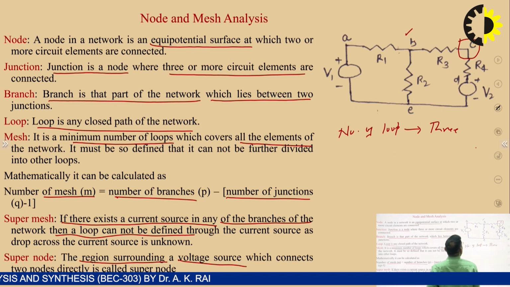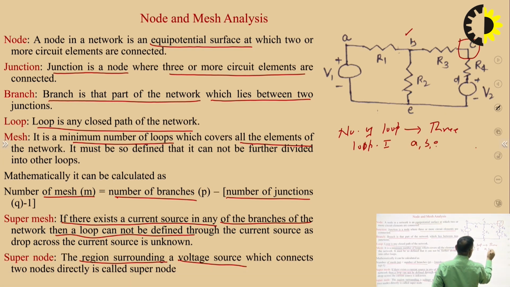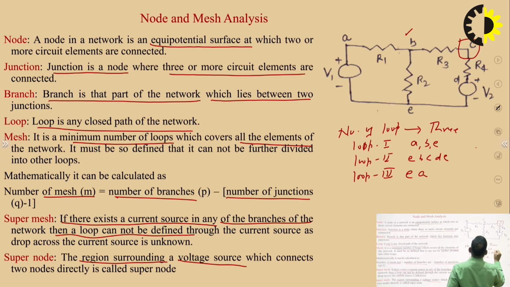What are they? Loop 1 is A, B, E. Loop second is E, B, C, D, E, and loop third is A, B, C, D, E, A, a closed path. So E, A, B, E; E, B, C, D, E; and the outer loop.